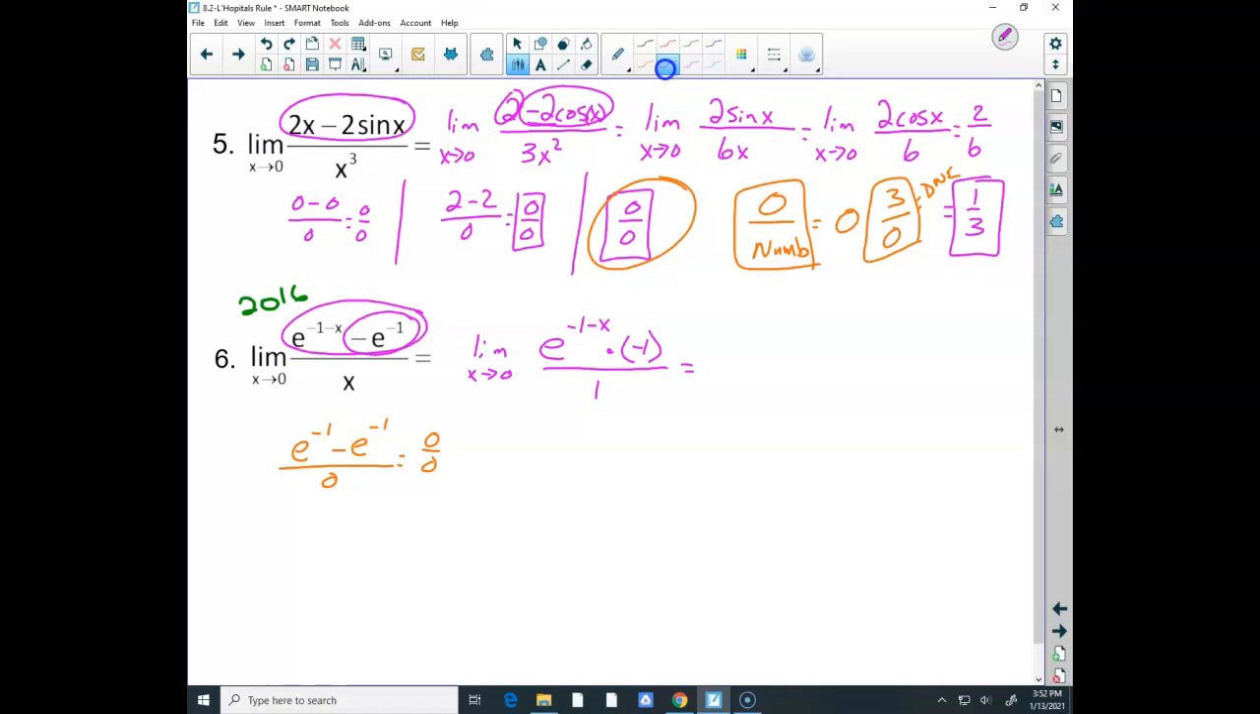So now I'm getting e to the negative 1 times negative 1 over 1. That's negative e to the negative 1. And then when you looked at your choices, you'd say, whoa, that choice wasn't there. I need to remember this is equivalent to negative 1 over e. That would have been the choice for it. So you always have to look for equivalence, okay?